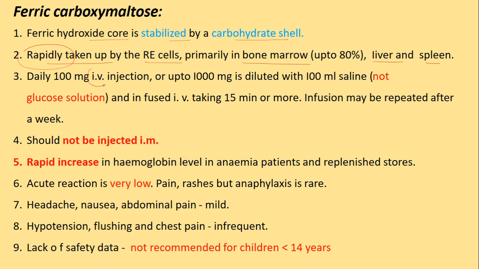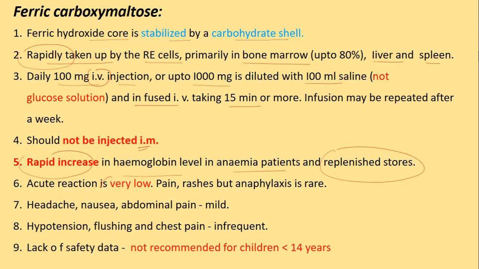It will be injected through intravenous route, 100 milligram intravenous injection, or it can be given up to 1000 milligram. So you should dilute with 100 ml of saline when you are giving 1000 milligram, not with glucose solution, and it can be infused intravenously taking 15 minutes or more. And it should not be given through intramuscular route because of the risk of precipitation, and it rapidly increases the hemoglobin level in anemic patients, and also it helps in replenishing the lost iron stores.